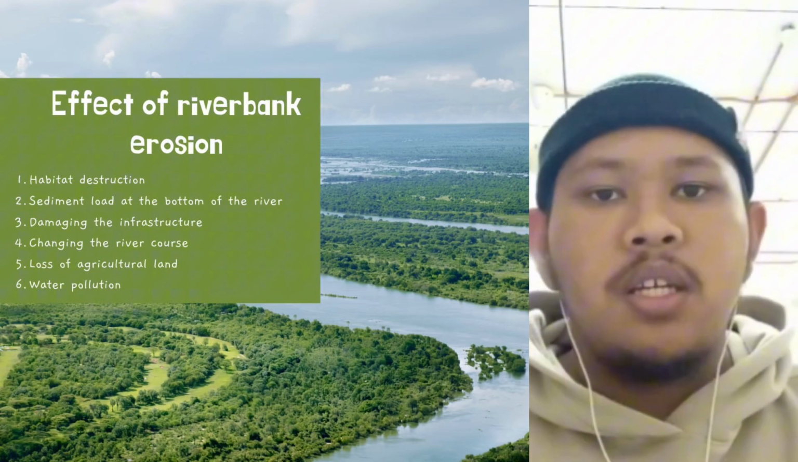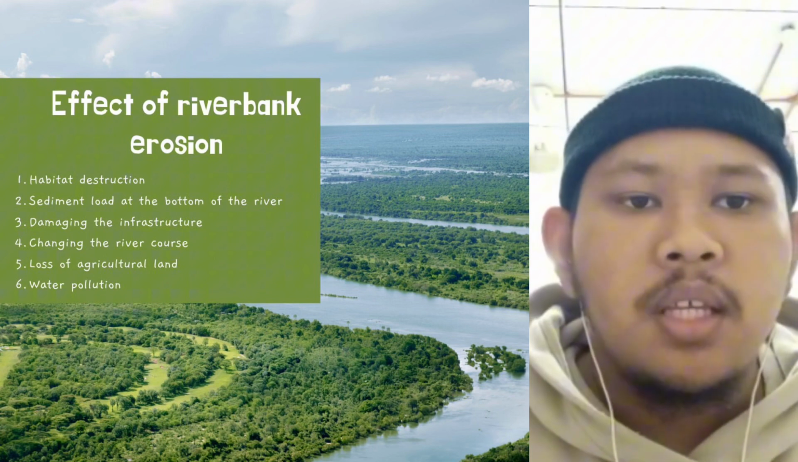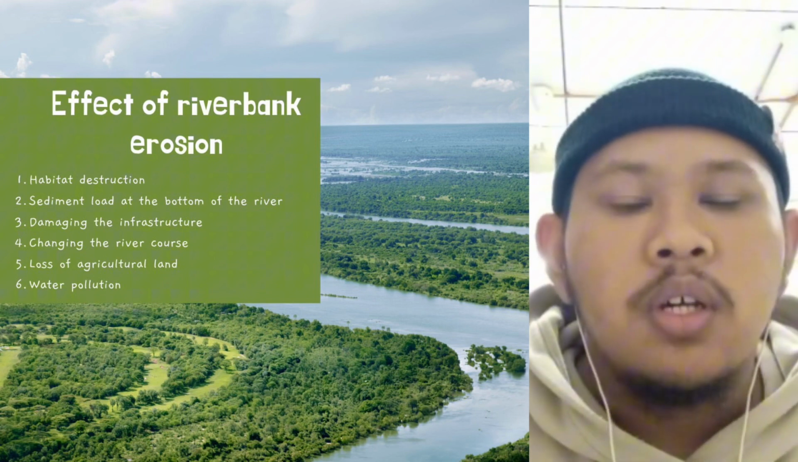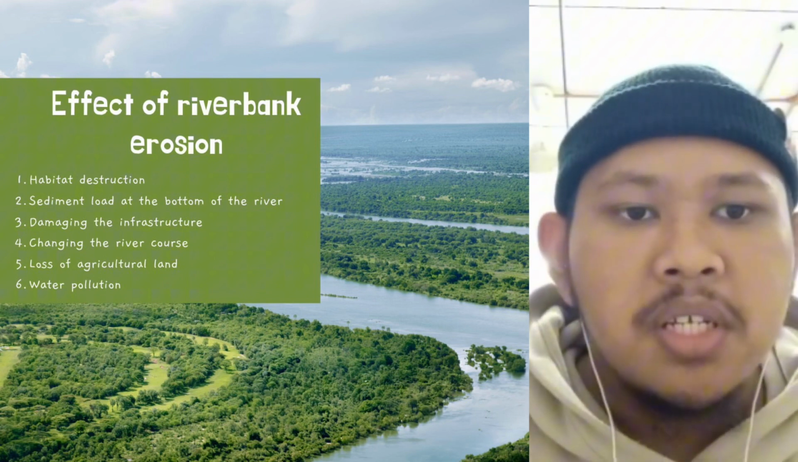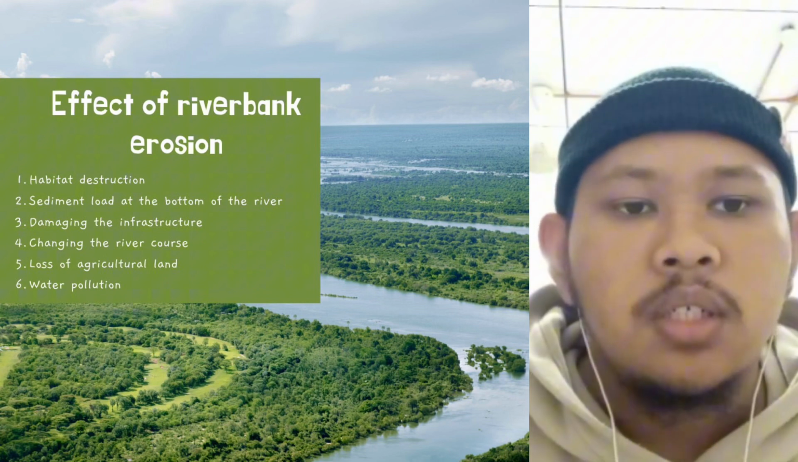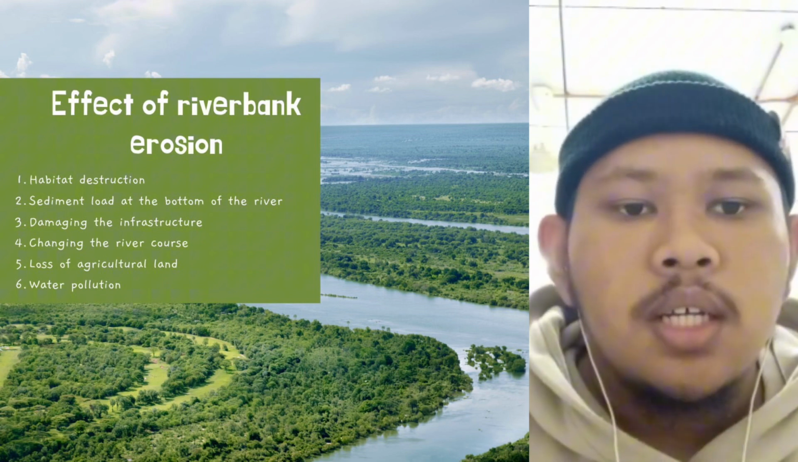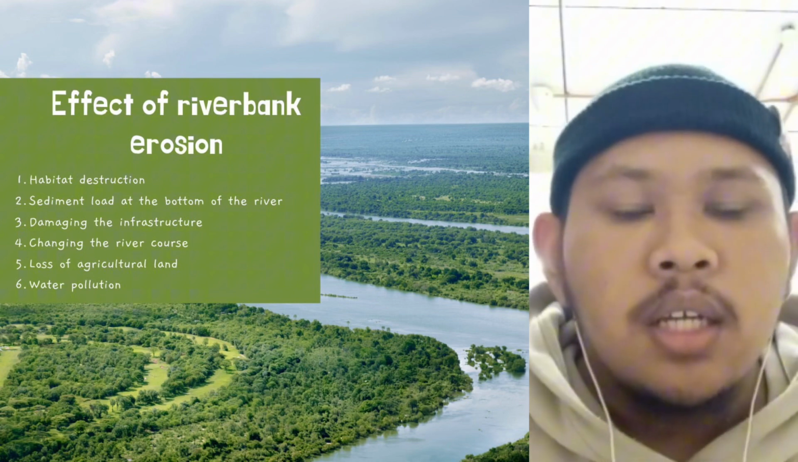The effect of riverbank erosion. Firstly is habitat destruction, sediment load at the bottom of the river, damaging the infrastructure around the river, changing the river course, loss of agricultural land and water pollution.